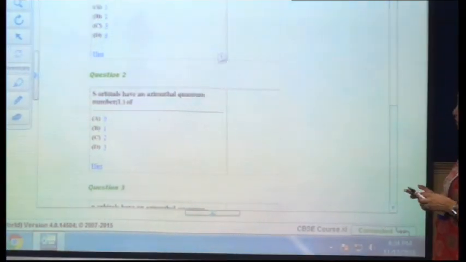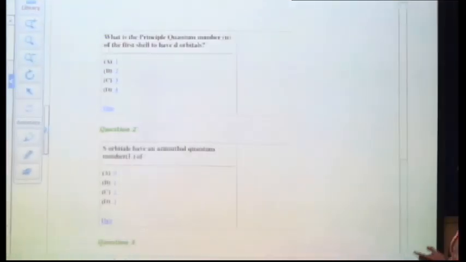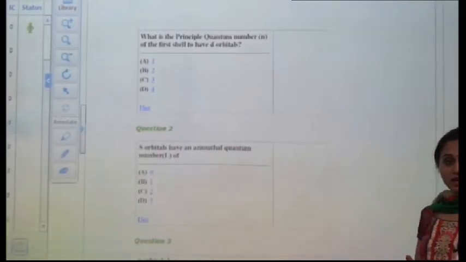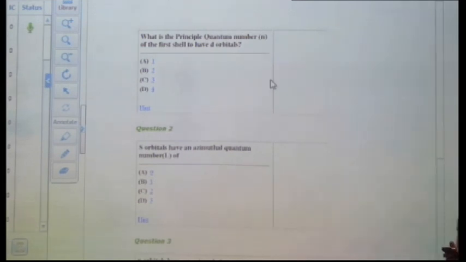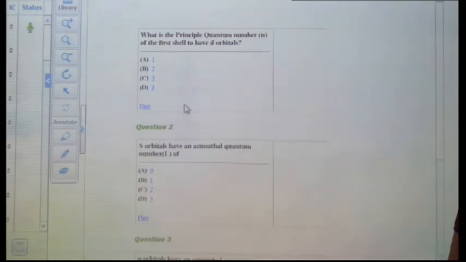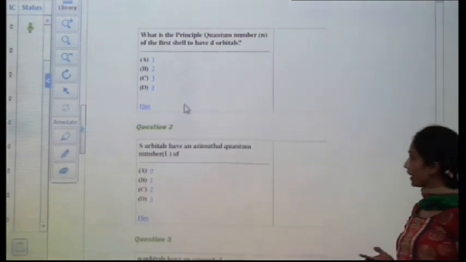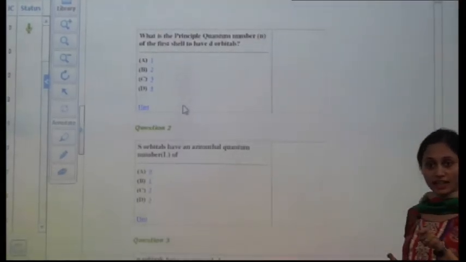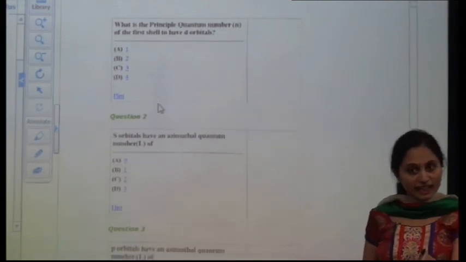What is the principal quantum number of the first shell to have d orbitals? I want the answer from everyone in chorus. Not one student, but all of you should be clearing the paper, so the answer should come at the same time from all of you. What is the principal quantum number of the first shell to have d orbitals? 3. Because it starts from 3d. Why?